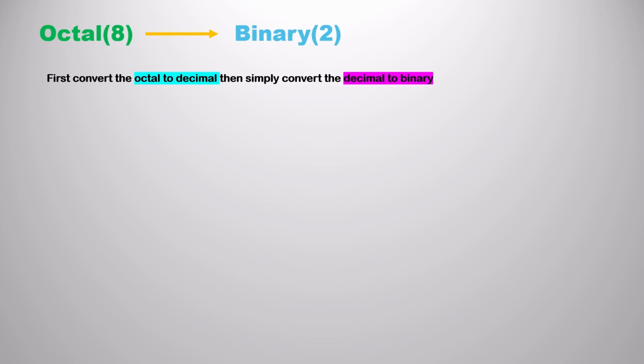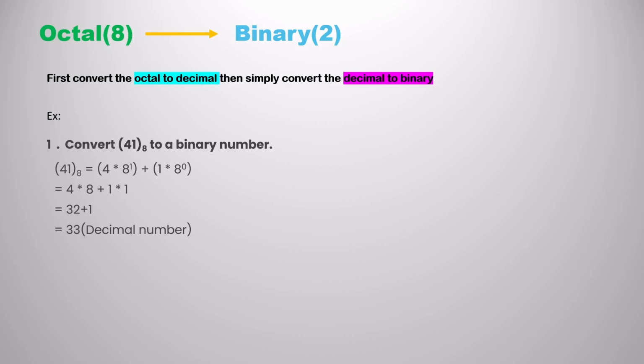First let's read the statement, how to convert. First convert the octal to decimal, then simply convert the decimal to binary. By seeing this, don't be confused. Let's understand with an example given below. Here is an example for you. The question is to convert 41 octal to binary. This is a simple question.